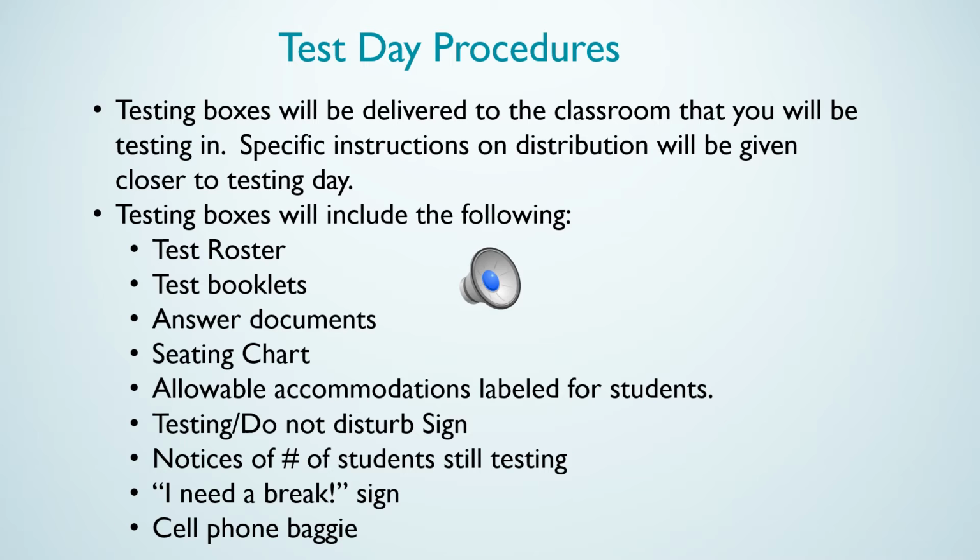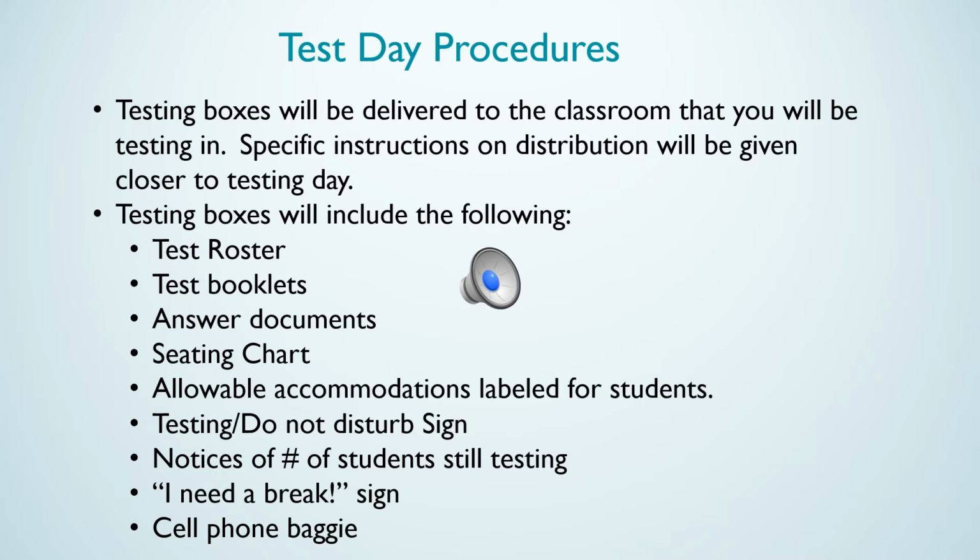There's a testing do not disturb sign for you to hang on the door. For you new people, there are notices of students still testing. We have 3 little sheets of paper that have different times designated on them, and all those are for is for you to designate how many kids you have still testing in your room at that time, and you'll just slip it under the door. That way we kind of know where we're at on testing, and we don't have to knock on the door and interrupt you to count the kids.